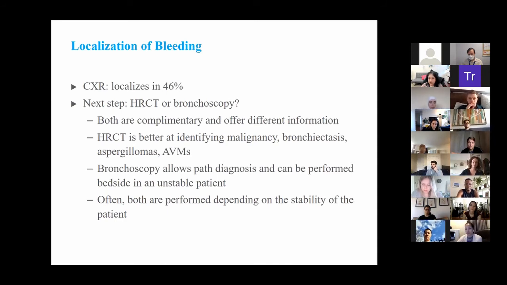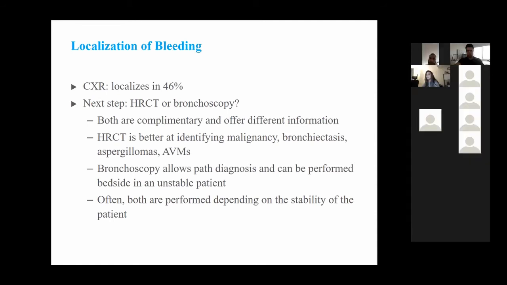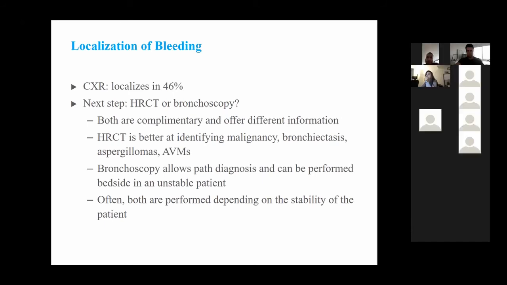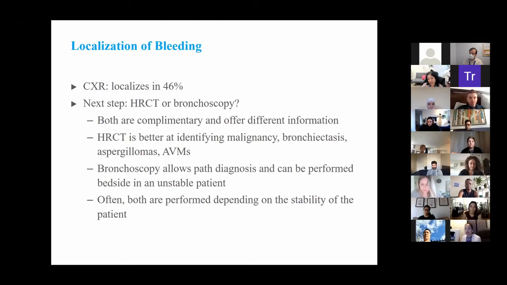And a question that always comes up is, who needs the emergent bronchoscopy? Well, it's important to realize where a CT is helpful and where a bronchoscopy is helpful. They're both complementary to offering a diagnosis. High-res CT is much better at identifying malignancy, bronchiectasis, aspergillomas, AVMs. So there's really a wide differential you can cover with a CAT scan. Bronchoscopy can definitely identify endobronchial lesions, but it's not going to tell you if a patient has a big peripheral lung mass that does not actually go into the airway. So what bronch does allow is a path diagnosis.